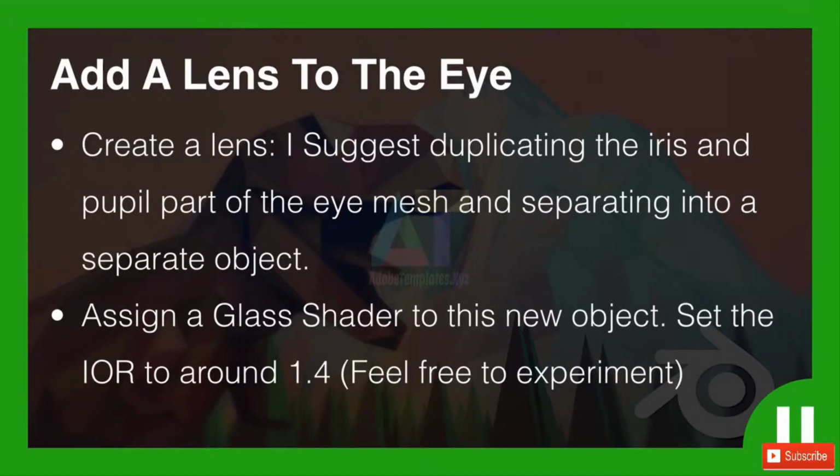Okay, so your challenge: add a lens to the eye. So we're going to create a lens, and I suggest duplicating the iris and the pupil part of the eye mesh and separating it immediately into a separate object. Assign a glass shader to this new object and set the IOR to around 1.4, but do feel free to experiment with this. I found 1.4 works rather well.